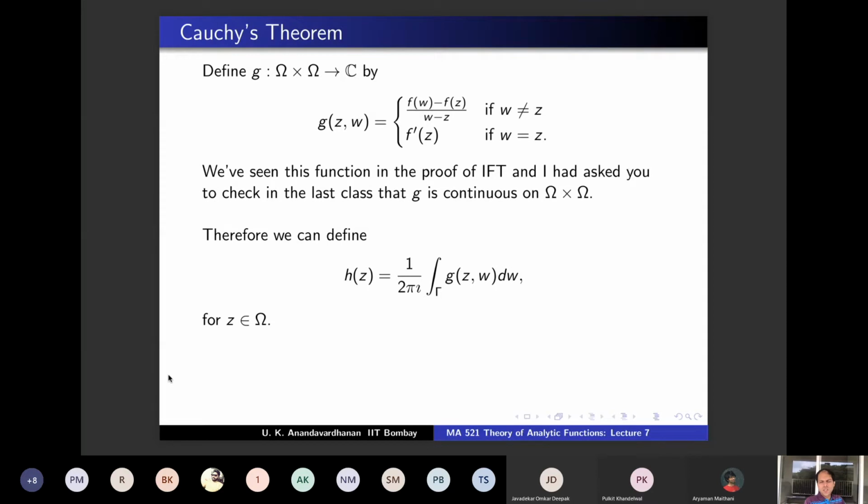We have to show that h is identically 0, right? You agree? If h is identically 0, then plug it in the definition. So we just need to show that h is identically 0. Omkar, are you okay with this?